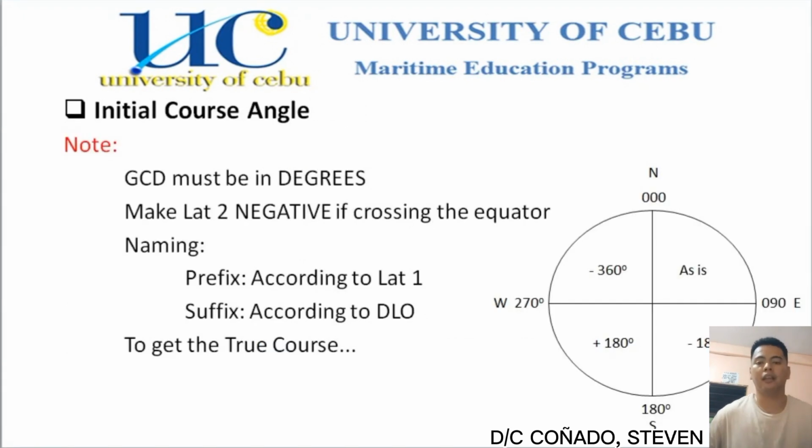Next, for the initial course angle, the great circle distance must be in degrees, and make latitude 2 negative if crossing the equator. Naming: prefix according to latitude 1, and suffix according to the difference in longitude. How to get the true course will be discussed by Cadet Book the third. That's all.